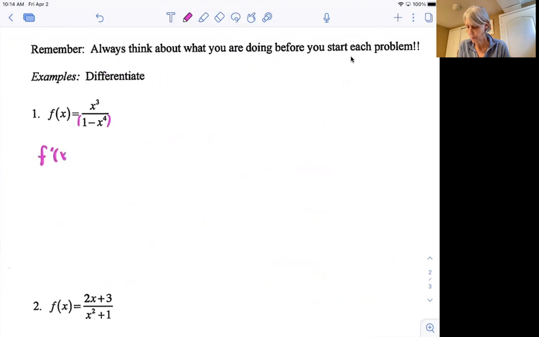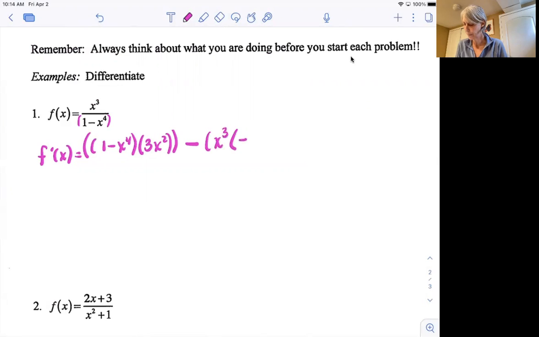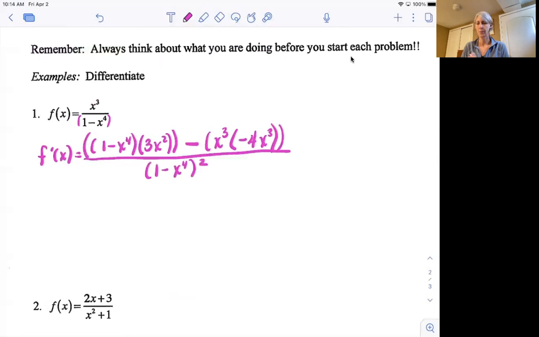My derivative is the bottom function times the derivative of the top. Remember, that's one piece, minus the top function times the derivative of the bottom, over the bottom squared. We're going to clean up the numerator, but leave the denominator alone. That's okay.